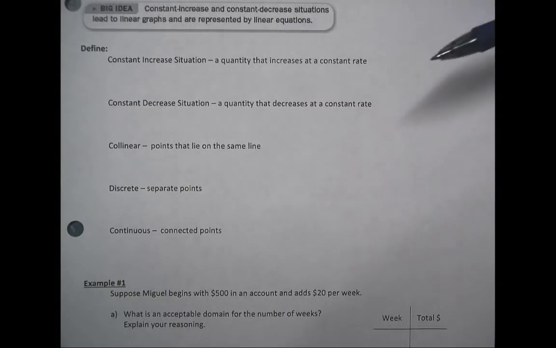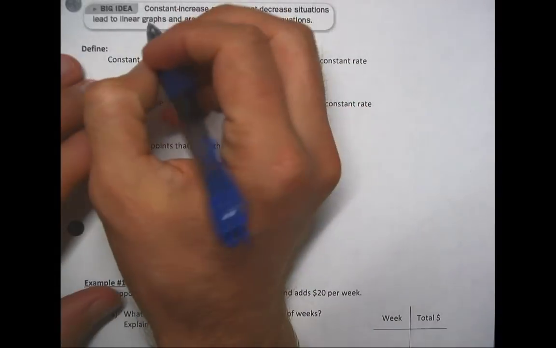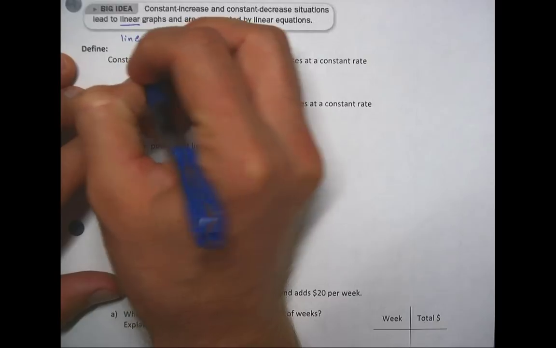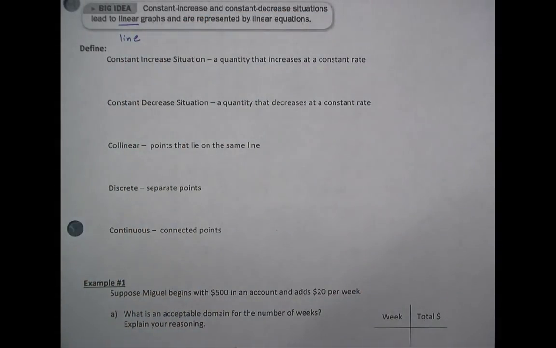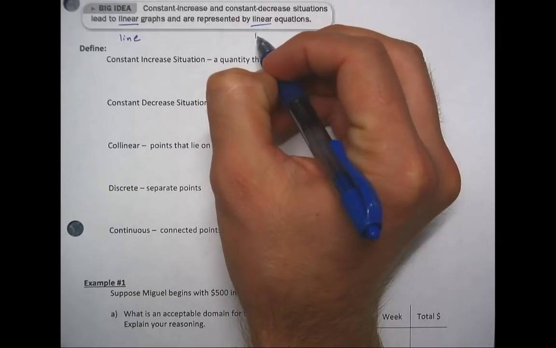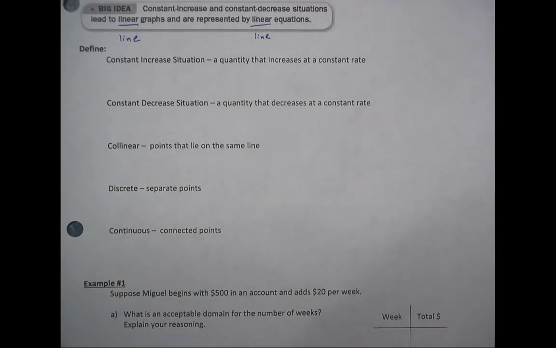So the big idea for today: constant increase and constant decrease situations lead to linear. When you see that word, we want to get used to that. That means forms a line. You can see the word right in there. And they are represented by linear equations, which again is a line. So what do the equations look like that form a line? Because the equations that form things that are not lines are going to look different.